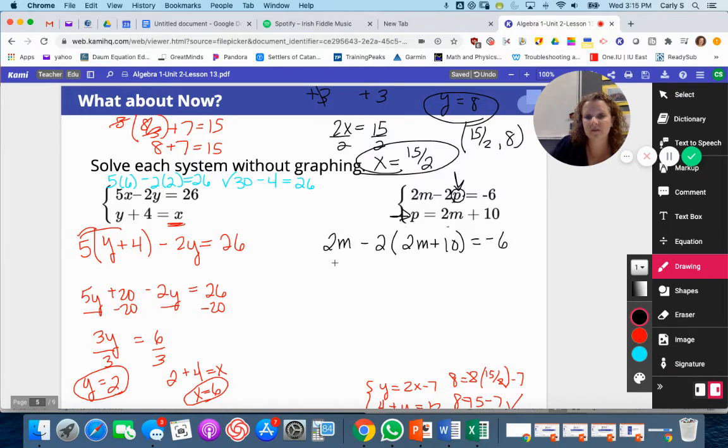Then I distribute. So 2m minus 4m, because I just did that distribution, minus 20 equals negative 6. So collect like terms, negative 2m, and then add this side. Negative 2m equals 14.